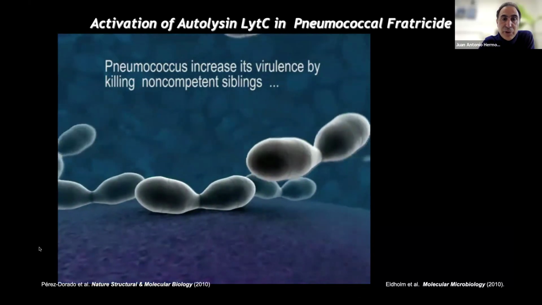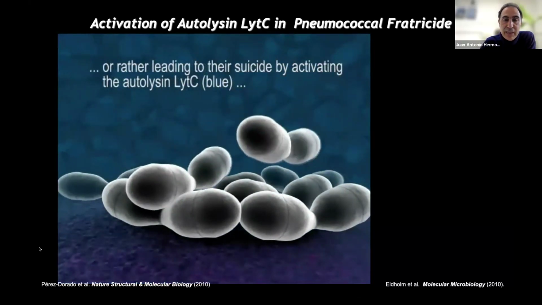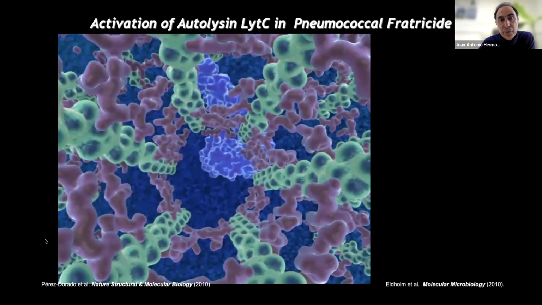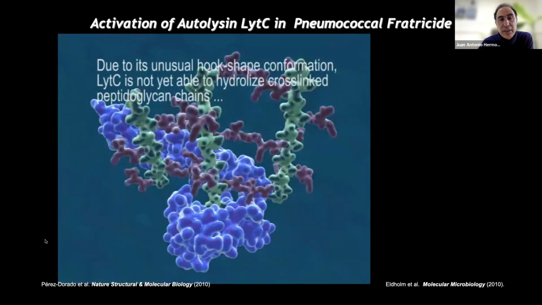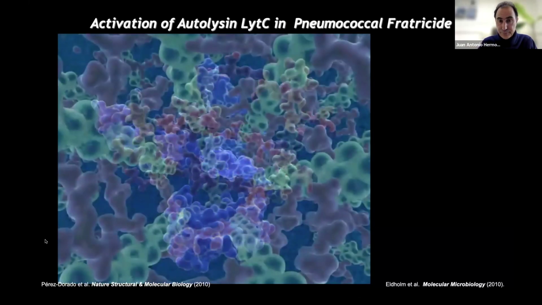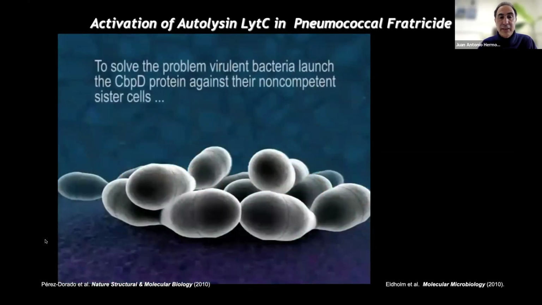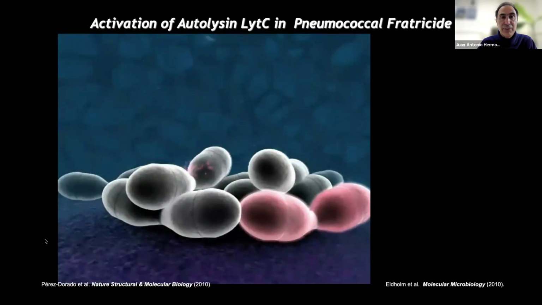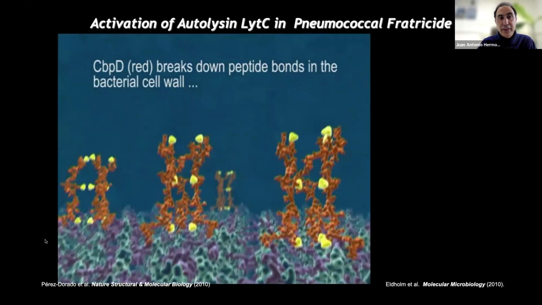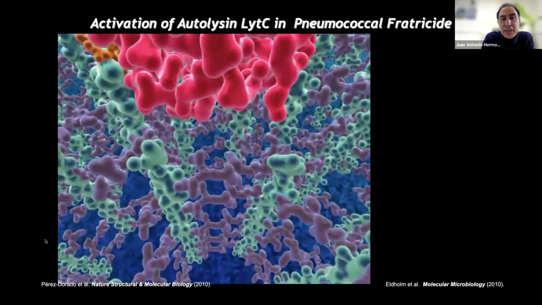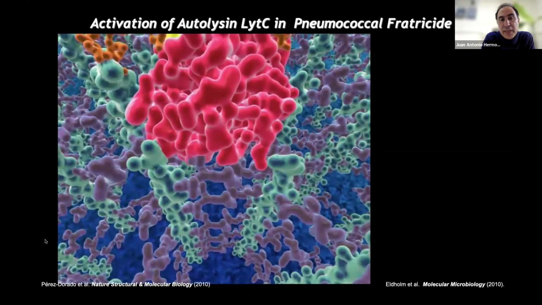We are representing here the Streptococcus pneumoniae, the pneumococcus, and the pneumococcus is able to kill non-competent siblings by using LytA. We have solved the structure of LytA, here in blue, and the three-dimensional structure of this protein avoids the entrance of the glycan chains into the active site due to clashes with the peptide stems. Attached to the peptidoglycan framework, there is the teichoic acid, here represented in orange. The competent bacteria release a toxin called CbpD that attaches to the cell wall of the non-competent siblings. This CbpD presents peptidase activity, so it is able to break down the peptide stems in the peptidoglycan.